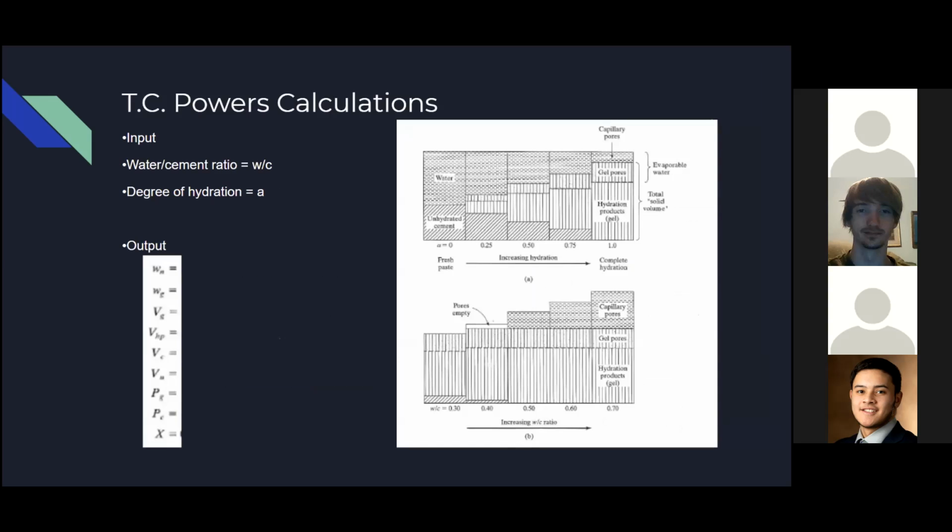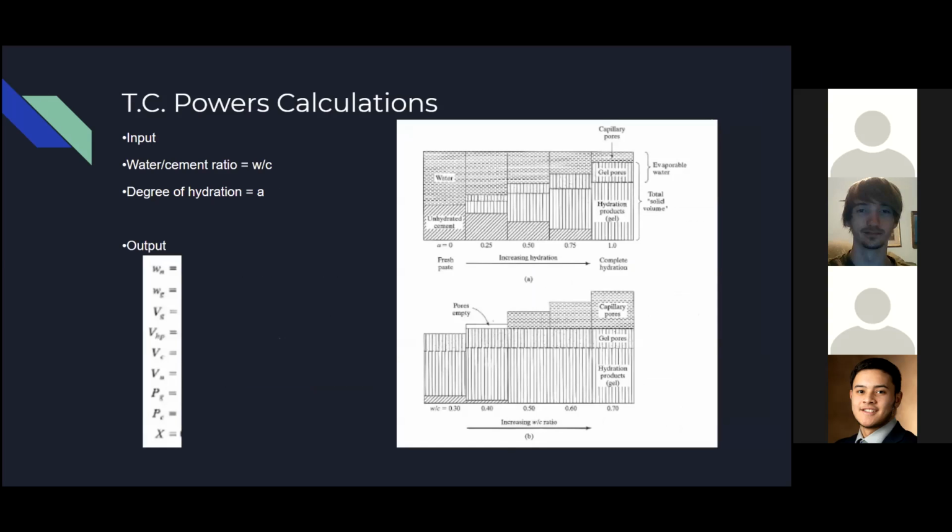So the TC Powers calculator is named after a scientist. You can probably guess it, Mr. TC Powers. He developed these equations in the 1950s. He proposed a set of equations that could be applied to all Portland cements as one of the fundamental calculations in the cement world.